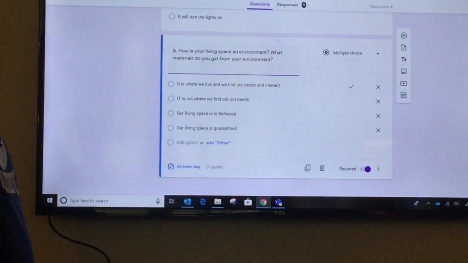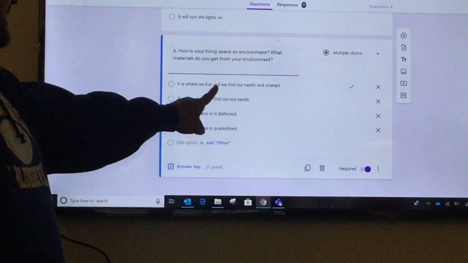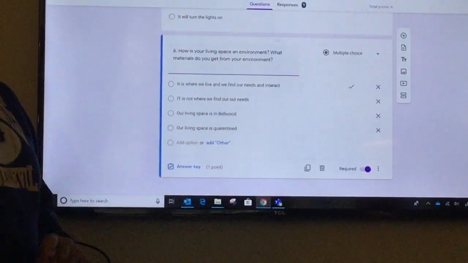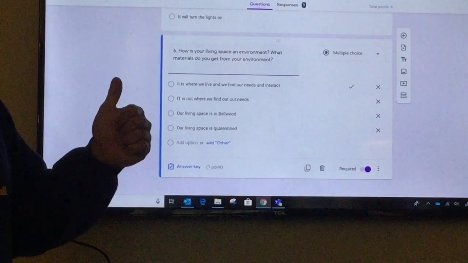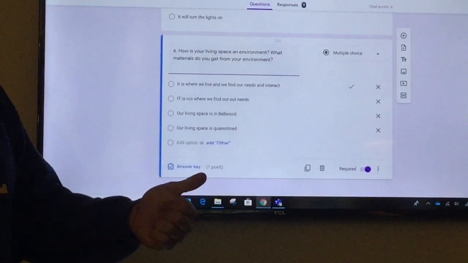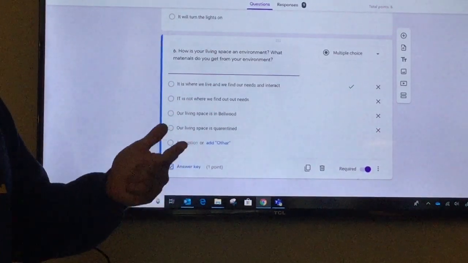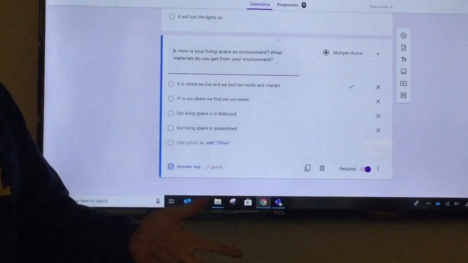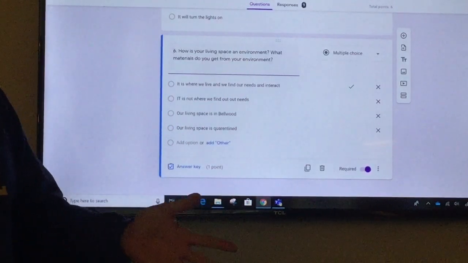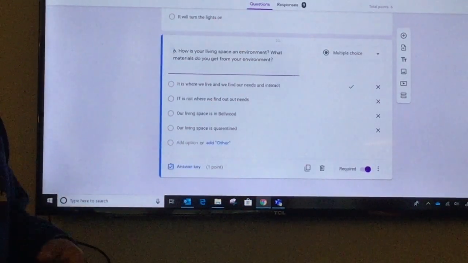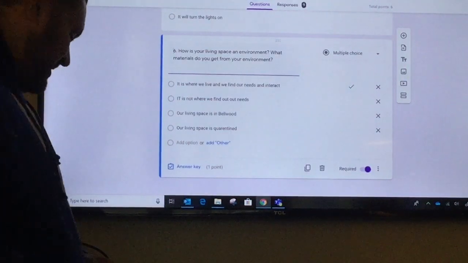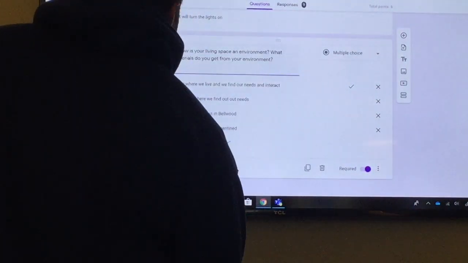And number 6, how is your living space an environment? What materials do you get from your environment? It is where we live and where we find our needs and interact with the organisms. You have temperature that keeps moderated in your house. You have food. You have other people in your house. Your house provides you with all your needs, and then your parents bring in the needs that they need. So hopefully you got those all right.